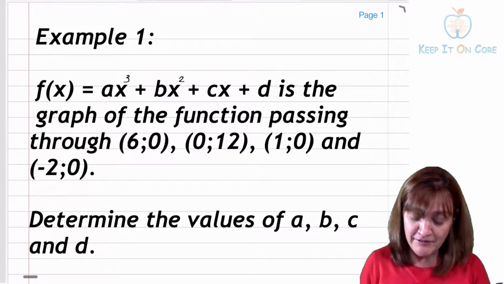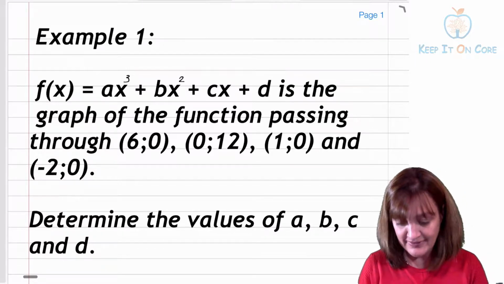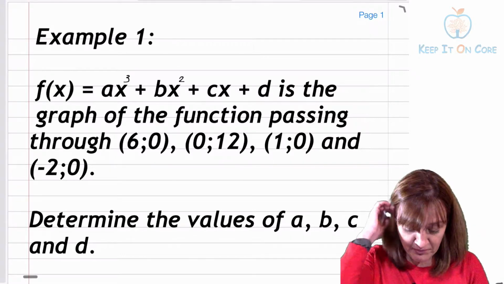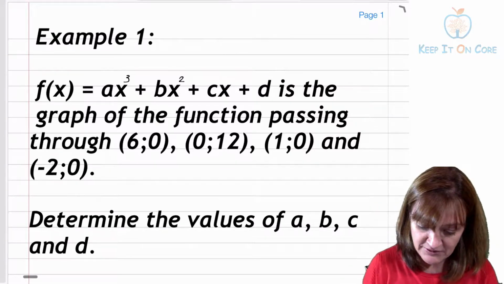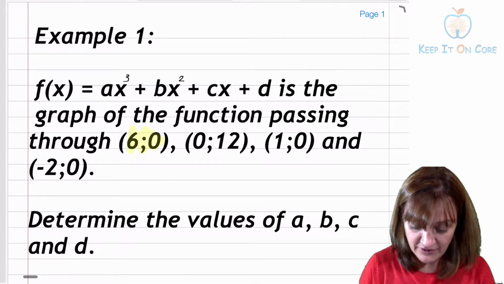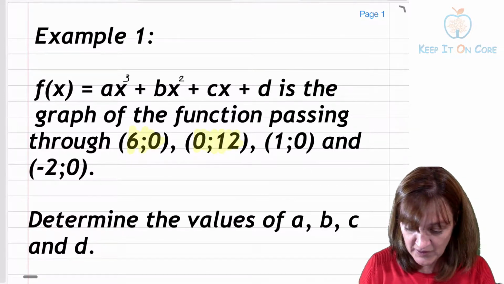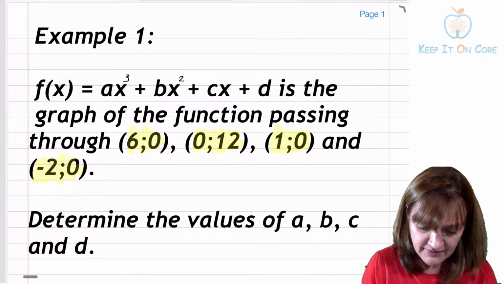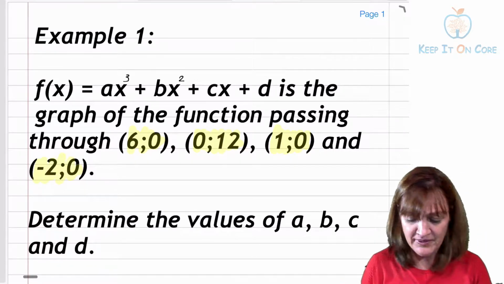Let's see. It says f of x equals ax cubed plus bx squared plus cx plus d, and the graph is passing through. And now here's the important stuff. So it's passing through the points (6, 0), (0, 12), (1, 0), and then (-2, 0). So let's think about this here.